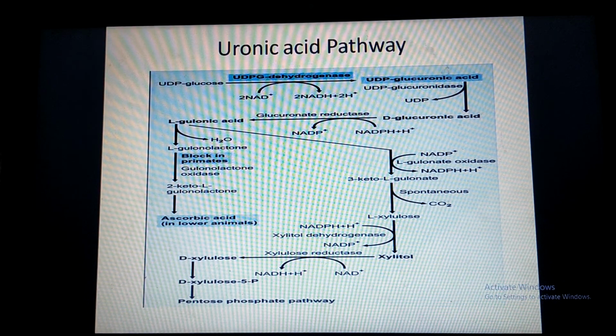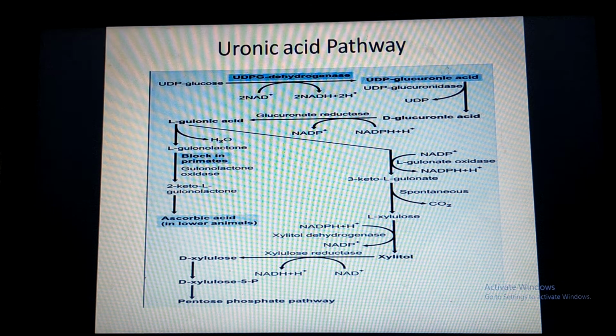Now we will see the actual step where gulonolactone oxidase is utilized. If you see from this pathway, L-gulonic acid is converted into L-gulonolactone, which is converted into 2-keto-L-gulonolactone, and then which is converted into vitamin C. So the enzyme which is required for conversion of L-gulonolactone to ascorbic acid is gulonolactone oxidase, which is absent in mammals, and hence we cannot synthesize vitamin C in our body.